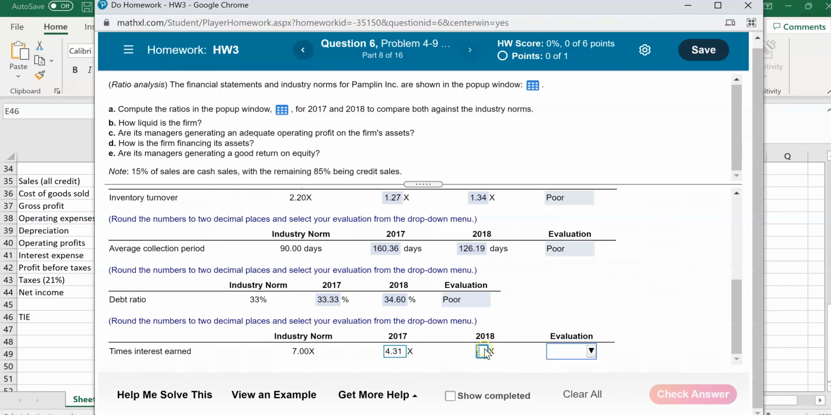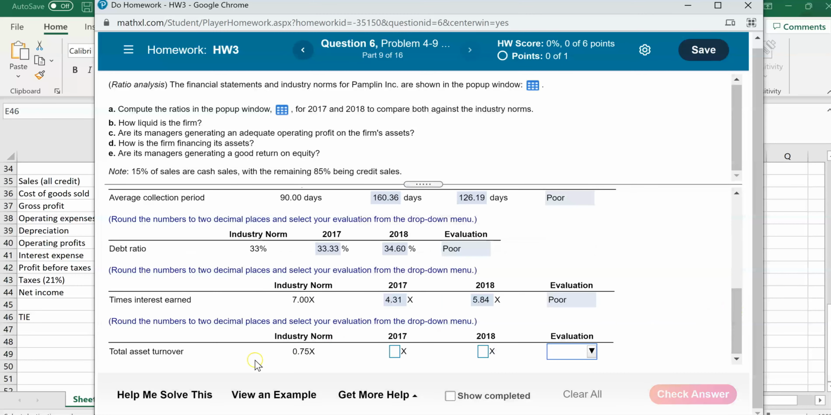And this is 2018. So first, this number is increasing over the year, so it's improving, right? Because we want this number to be high. When it's higher, it means that the firm is in a better position to cover its interest expense, making the payment for the interest expense. But even though it's improving over the year, both numbers are lower than the industry norm. So relative to the industry, the performance is still poor.